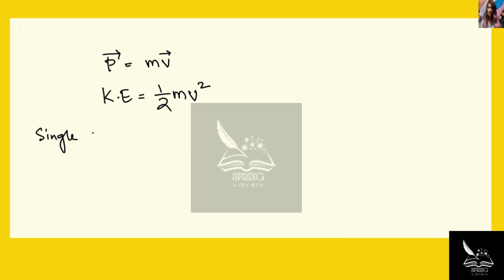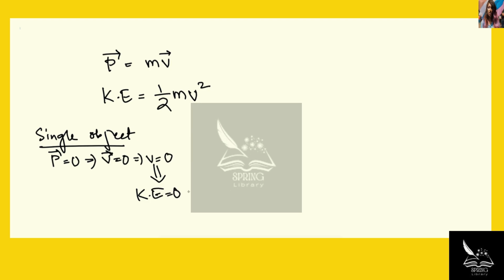So for a single object, if momentum is zero, this means that the velocity of that single object is zero. Therefore, the magnitude of velocity is also equal to zero because we are talking about a single object. And this means that kinetic energy is also equal to zero.